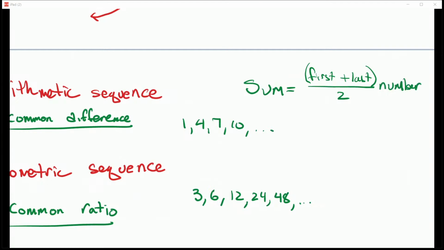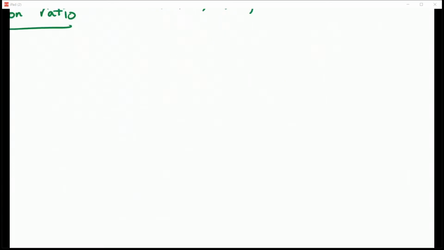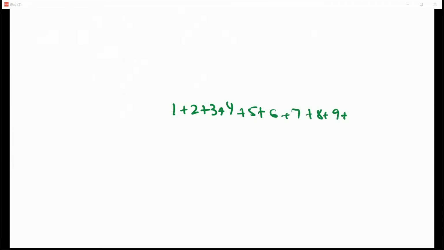I think that's it. Let me double check. Okay, sorry. So we'll double check with this: 1 plus 2 plus 3 plus 4 plus 5 plus 6 plus 7 plus 8 plus 9 plus 10. Okay, so that's easy. We could verify this one. So let's do the first plus the last divided by 2 times the number of numbers. And so that's going to be 11 halves. That's 55. Is that indeed the sum of these?